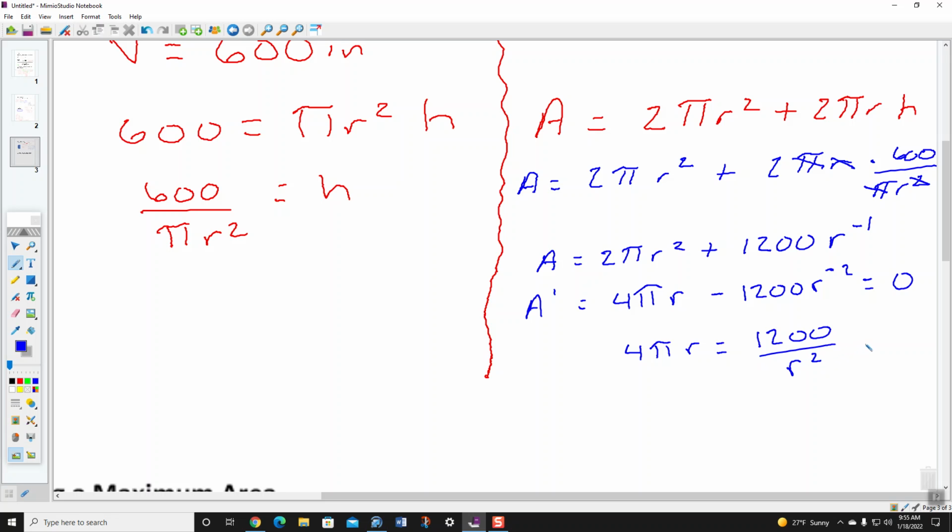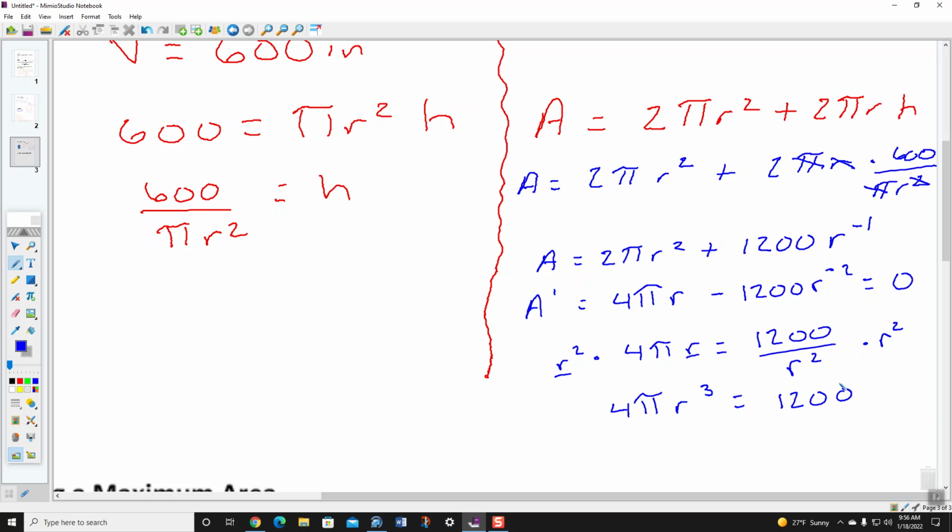Okay, let's multiply both sides by r squared to get that out of the bottom now. So what we end up with on the left is 4 pi r cubed. I got an r here and an r squared here, right? That's going to equal, r squared would go away.